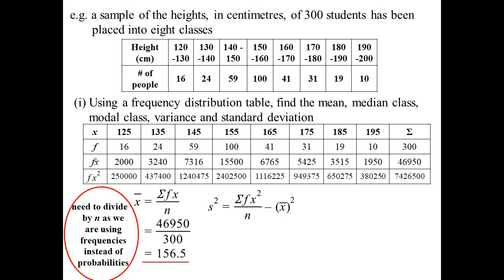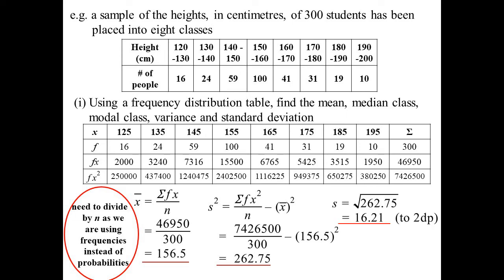Now, the standard deviation, so we work out the variance first. Well, that's going to be the sum of fx squared, but again, we're going to have to divide that by n because we're not dealing with probabilities here. We're dealing with the actual frequencies. And subtract the average squared. Remember, what we had last year was the expected value of x squared minus the expected value of x, squared. So it's still the same idea. We get 262.75, so to find the deviation, we find the square root of that, 16.21.